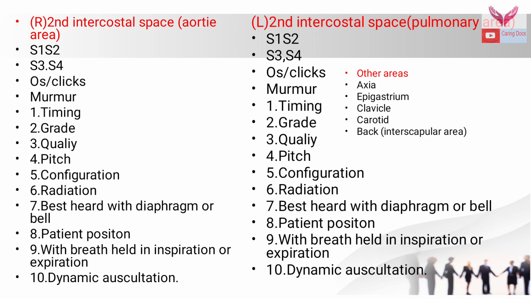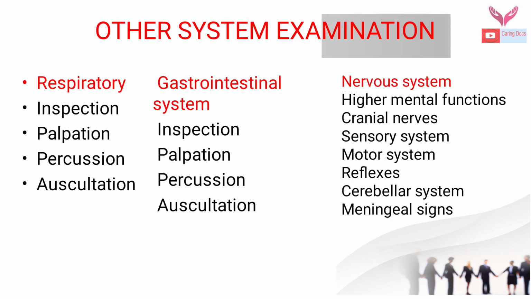Similarly, in the left second intercostal space, that is the pulmonary area, we will check all these things. The heart sound S1, S2, S3, S4, opening snap or click, murmur, timing, grade, quality, pitch, configuration, radiation, best heard with the diaphragm or the bell, patient's position with breath held in inspiration or expiration. We have to do the dynamic auscultation. Besides auscultating all these areas, other areas which are also auscultated are axilla, the epigastric region, clavicle, carotids, and the back, especially the interscapular areas.